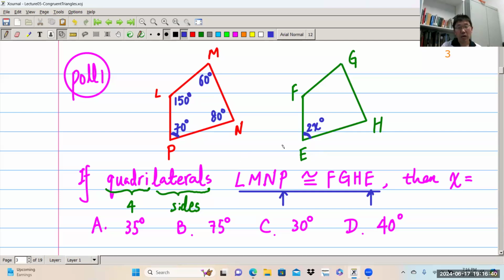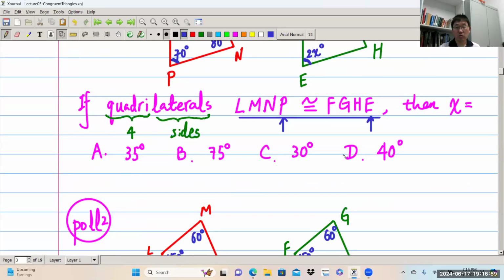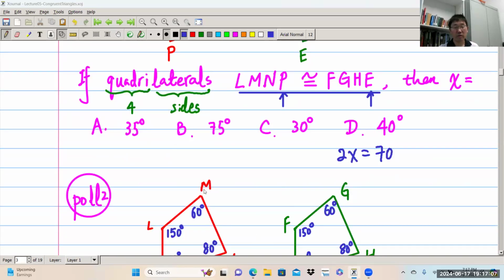So angle E and angle P are corresponding angles, so they must be congruent. They have the same what? By definition of congruence of angles, they have the same measure. So 2x degrees would be the same as 70 degrees. Immediately, 2x equals 70. So x should be 35, right? 35. Okay. Is that clear to you guys?